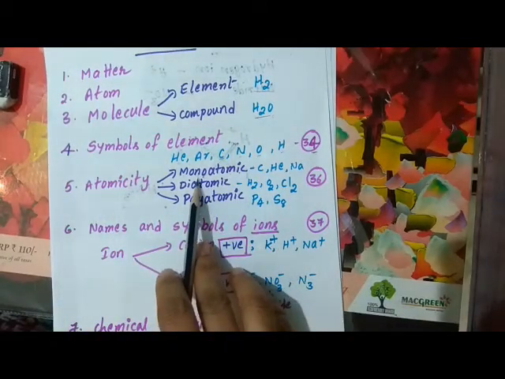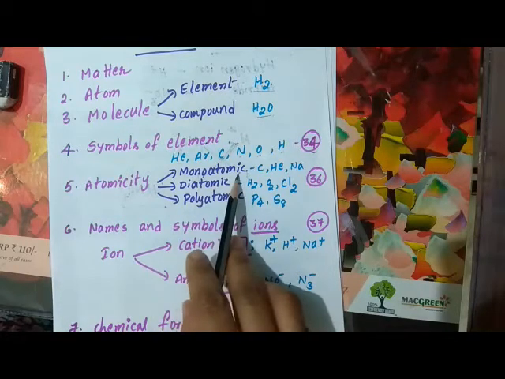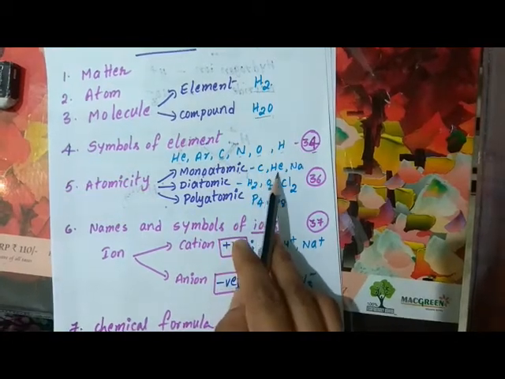Some of the atoms can exist independently. Those are called monoatomic. Carbon, helium, sodium.